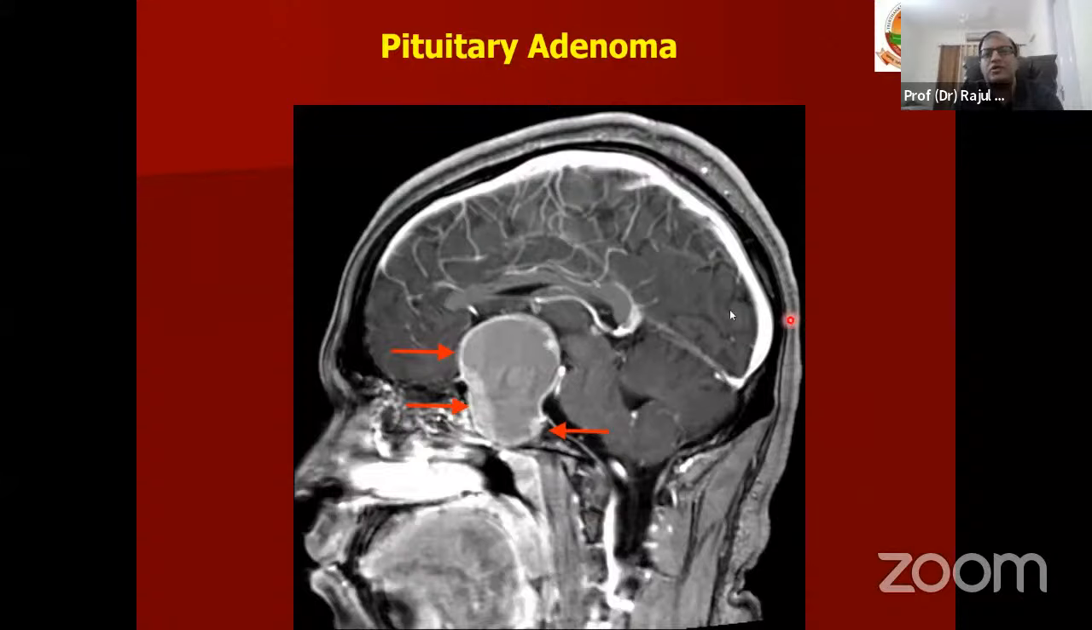So this is a sagittal post-contrast T1 weighted image, which is showing a large pituitary macroadenoma in a patient with infertility, and it is causing enlargement of the sella as well, and we could see that it's an enhancing tumor. So removal of this macroadenoma becomes mandatory when they are treating such patients.